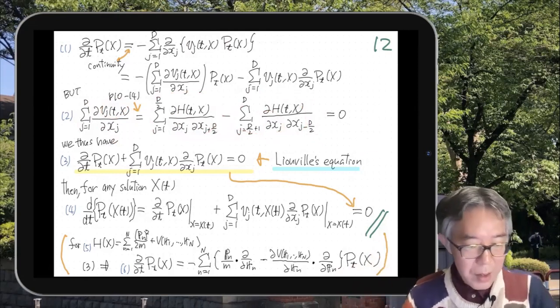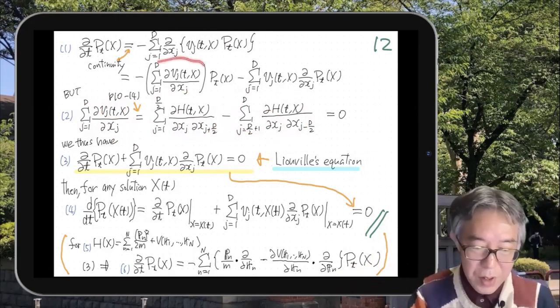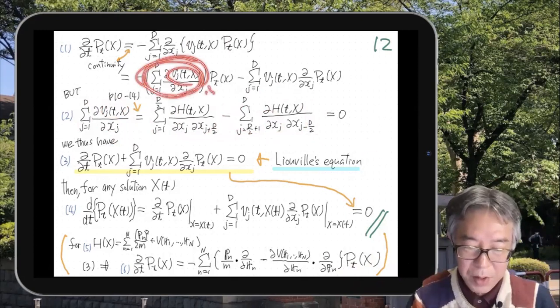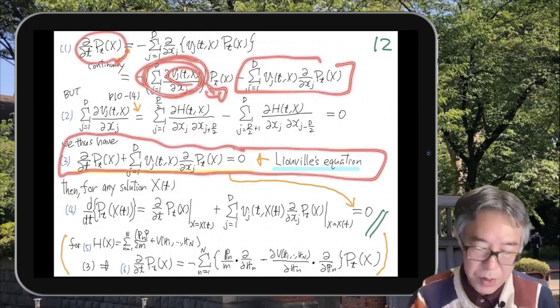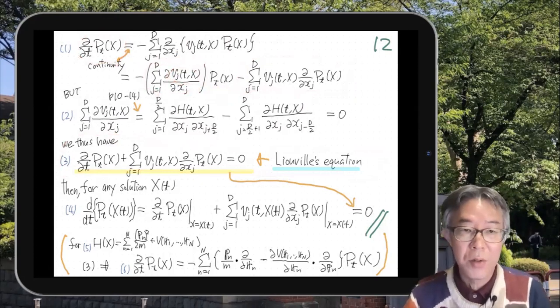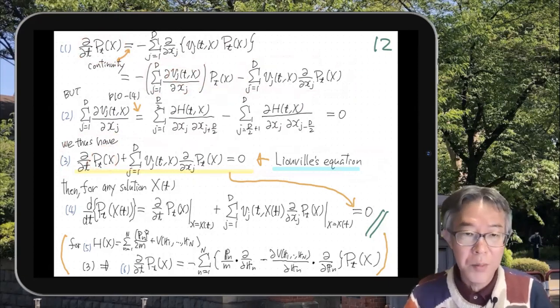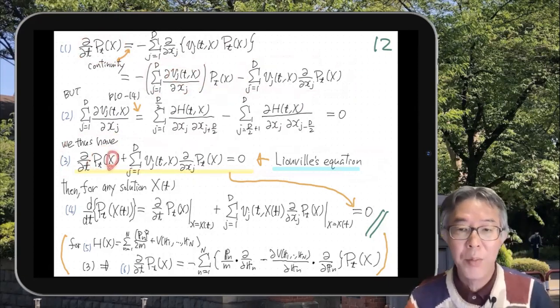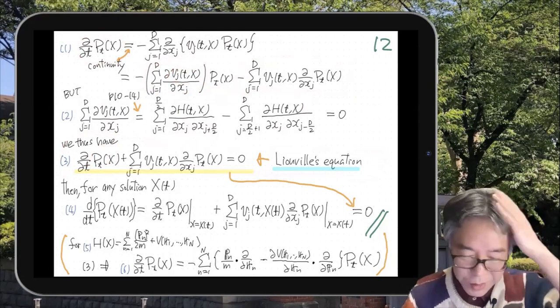Okay. And so what did we get? Okay. So we have seen that this part is vanishing. And so this is equal to this. So this leads to this very important equation called Liouville's equation. This Liouville's equation tells you how this probability density evolves in time when the corresponding x obeys Hamilton's equations. Okay, so this is a very important equation called Liouville's equation. And we are almost done.